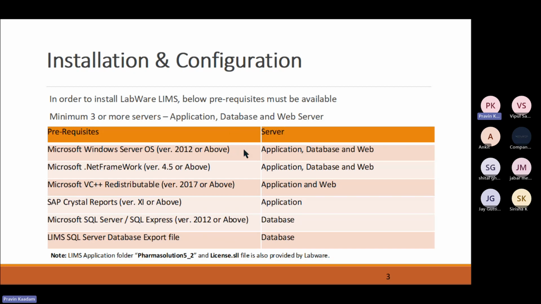And what are the requirements of these 3 servers? First, the operating system has to be Windows Server 2012 or higher for all these 3 servers: application, DB, as well as web server. If you find that I am going a little bit faster, please tell me. Please stop me and I can repeat again and again.